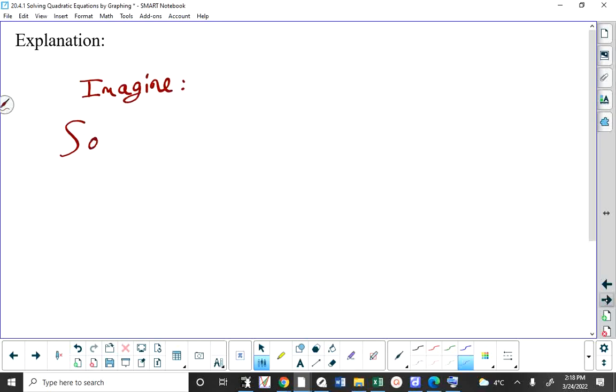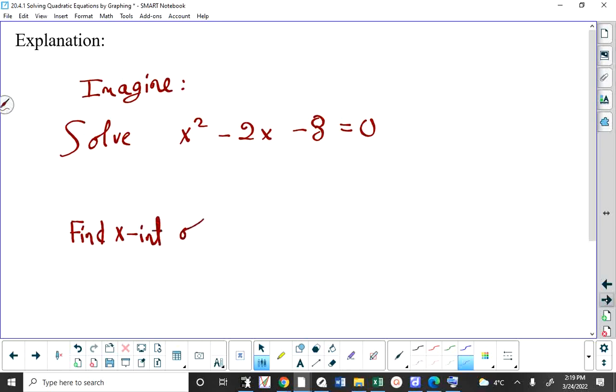I said solve x squared minus 2x minus 8 equals 0. And then I said find the x-intercepts of x squared minus 2x minus 8 equals y. So I have these two problems.